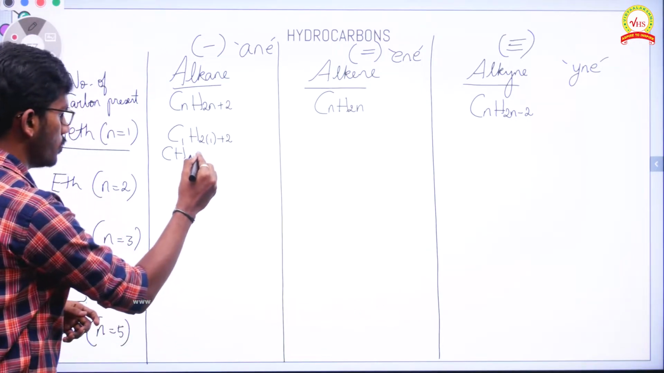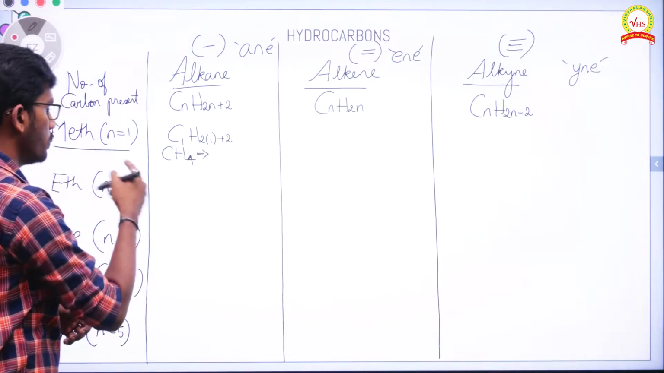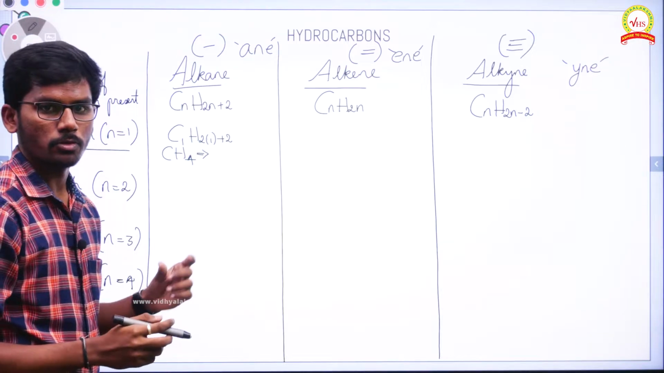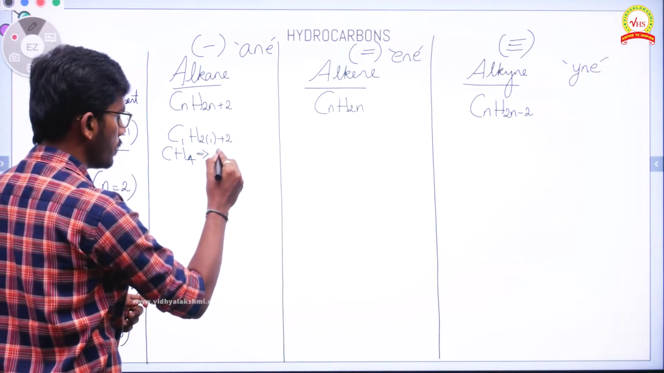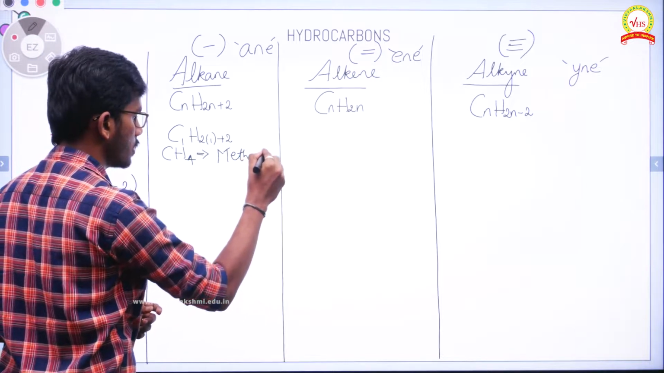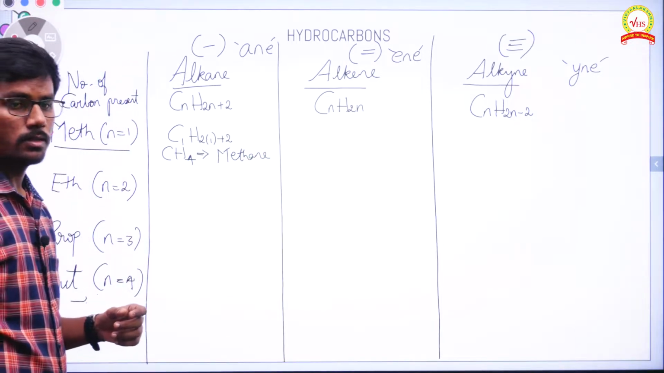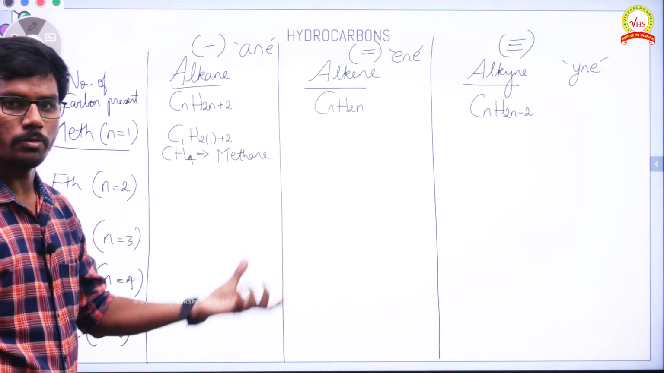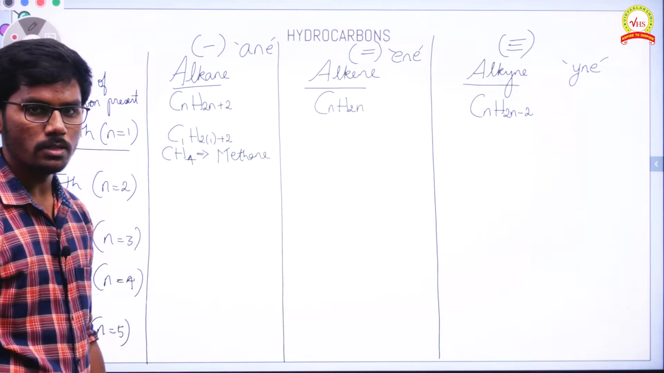Now, for this compound, prefix word is meth and the suffix word is ANE. So, together if we join, we get the name as methane. That's it. Okay. So, accordingly we are going to use the formula, we are going to fix the prefix word and also we are going to fix the suffix word.